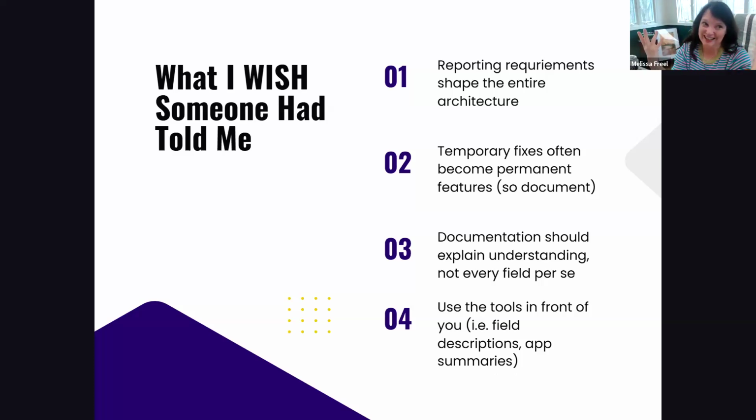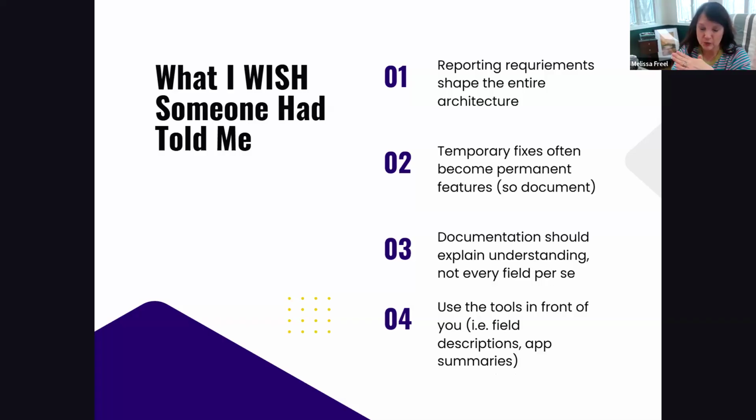Documentation should explain understanding, not every single field. That just becomes too overwhelming. And we've all seen different add-ons over the years that can give us documentation of our apps that will list all the fields. Those are good, but they still don't tell you overall what is happening with that application. So you really need to be thinking about the person who's going to read your documentation. You want them to understand what your apps do.